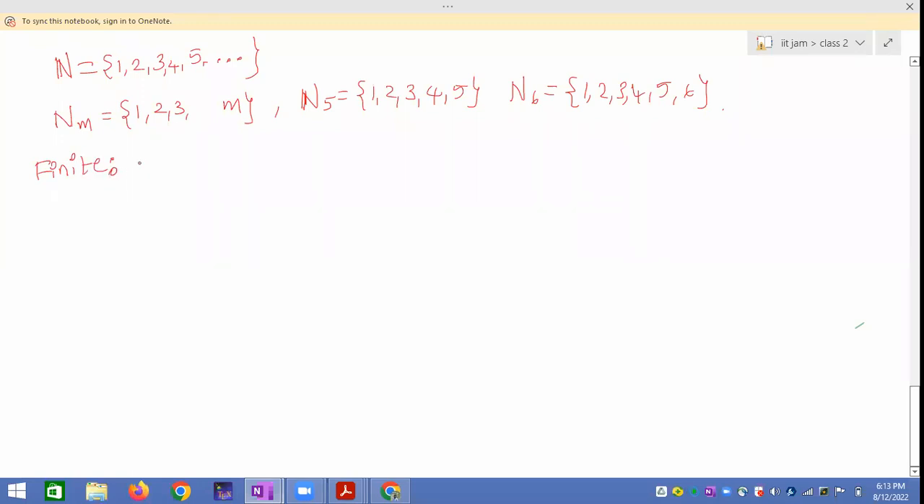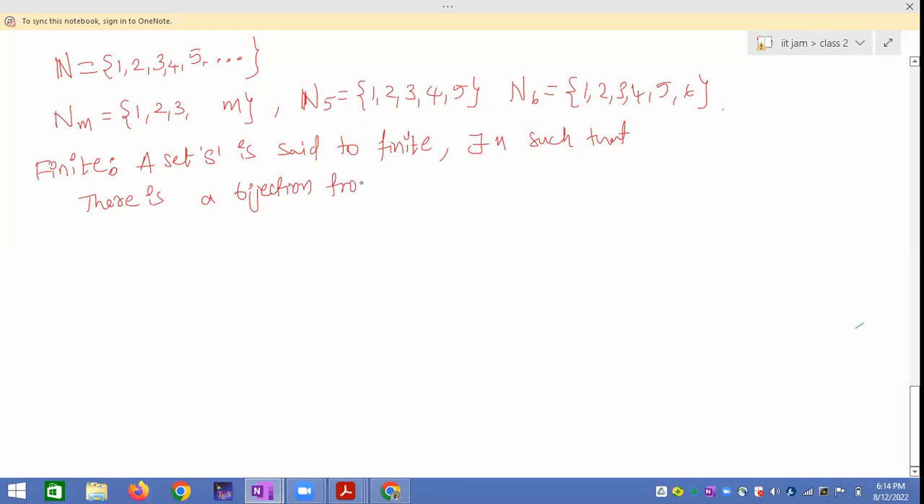Finite set. A set S is said to be finite if there exists an m such that there is a bijection from N_m to S. If there exists a bijection from N_m to S, then we say S is a finite set, and we can also say S is a finite set containing m elements.